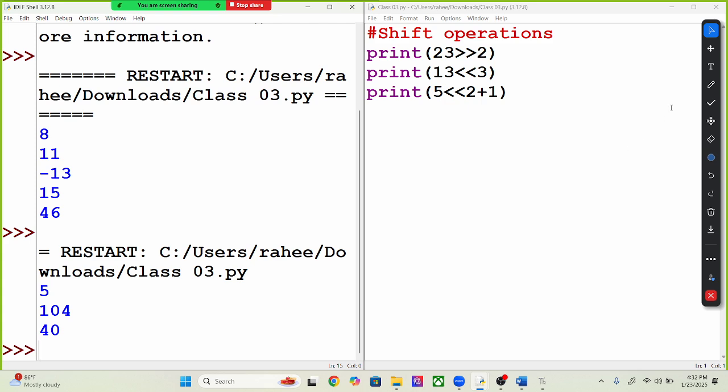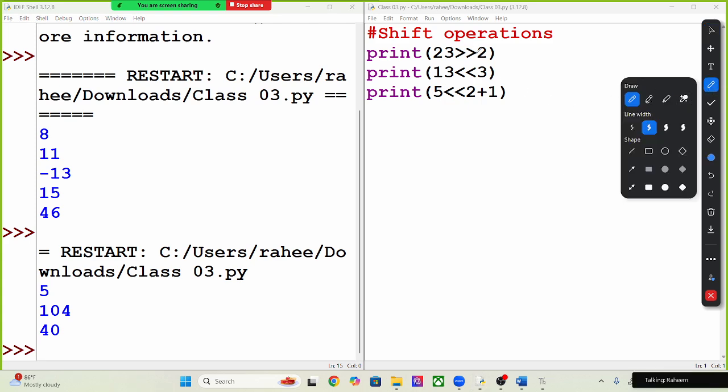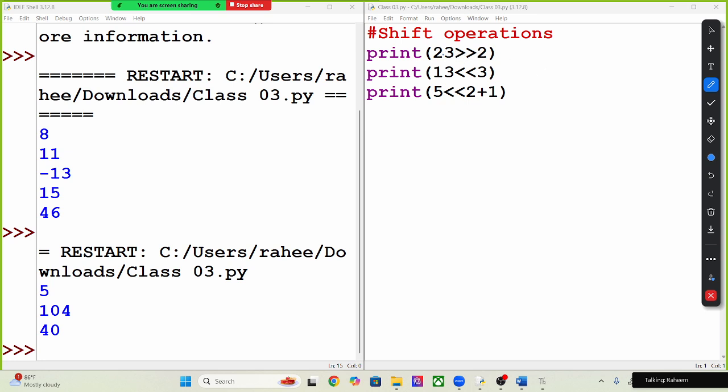Now I'll explain how this works. So, shift operations. Here, first, we are going to shift bits to the right side and also to the left side. For the first one, 23, first you convert 23 into binary. 16 plus 4 is 20, then 22 and 23. This is 23, right? Right shift 2. So you see the direction: this is right shift, and this is left.